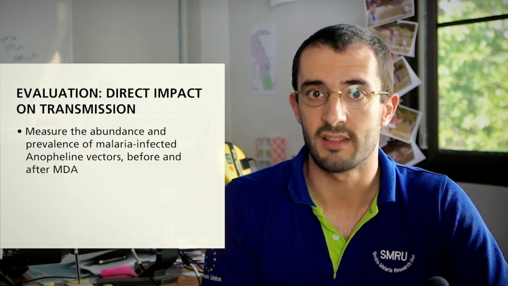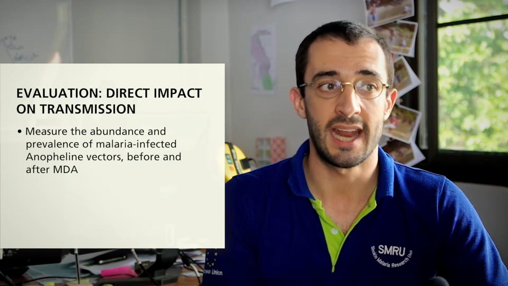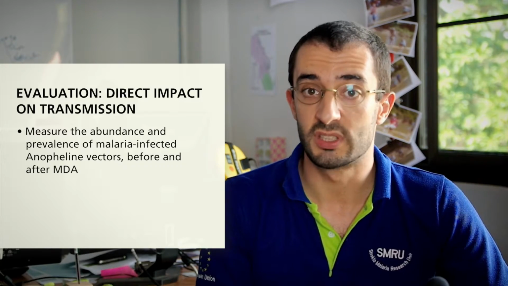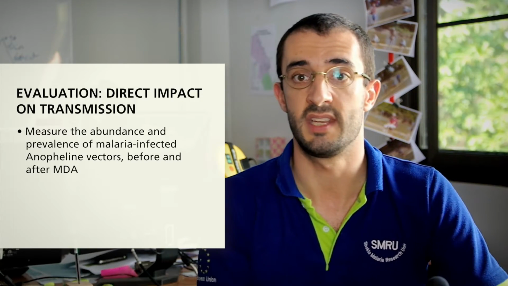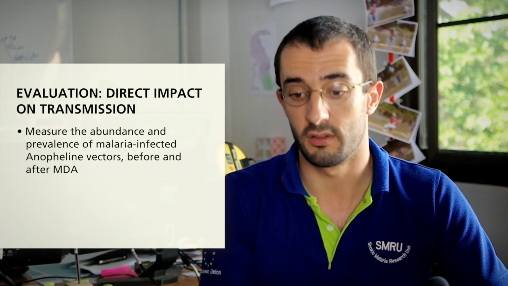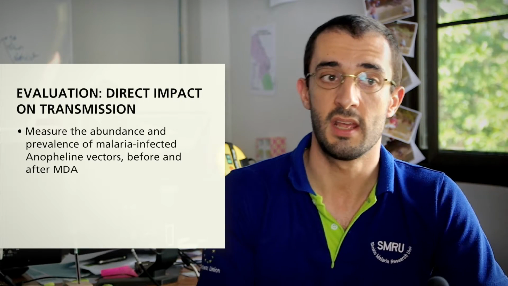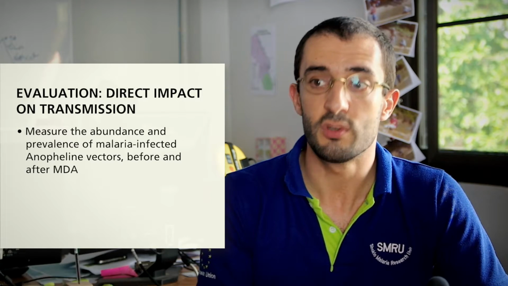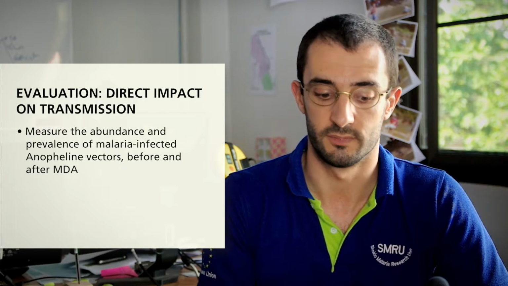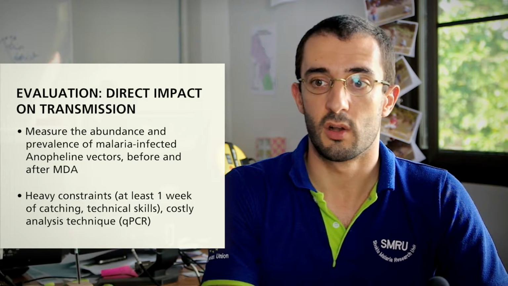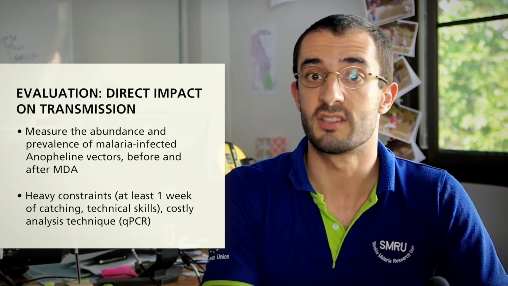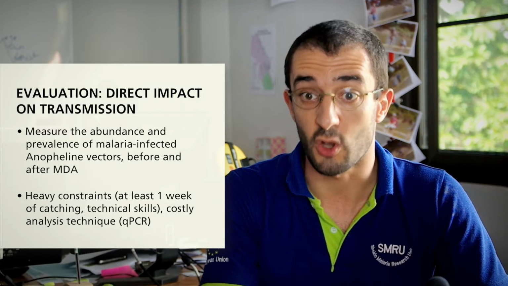A second technique to monitor the impact of MDA is to look directly at the transmission by collecting and analyzing the infection of mosquitoes, anopheline vectors collected in the village before and after the MDA. And if you find a reduction or no infected mosquitoes after the MDA, you have good evidence that you have interrupted the transmission. This technique is also quite difficult to set up on a large scale because it requires good skills and costly analysis techniques as well.